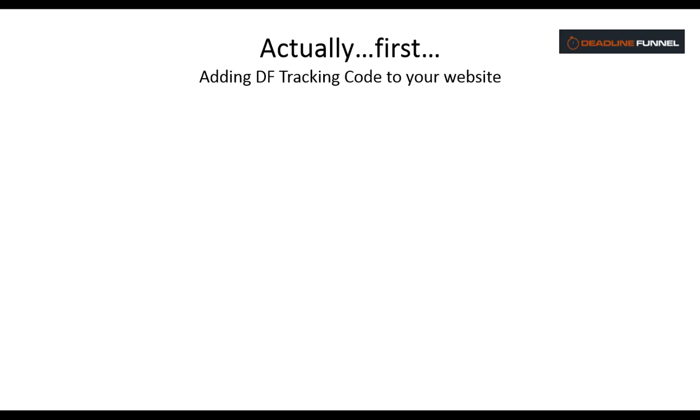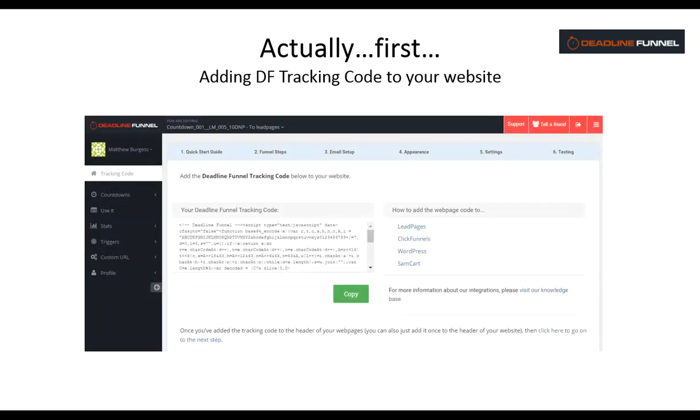And actually first, before we get into how to set up your first countdown timer, DeadlineFunnel has tracking code for your website. You're going to find it here in their interface. And they're going to give you the tracking code that you're going to need to put on all pages in your funnel. Right? And if you need help getting it on pages, there's lots of help, as you can see right here. How to get it into LeadPages and ClickFunnels and WordPress and SamCart. Anywhere else you're going to have it, you want to have that tracking code in there. Okay.